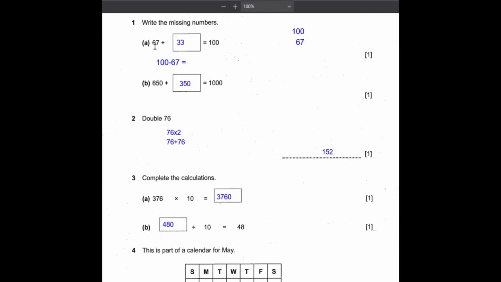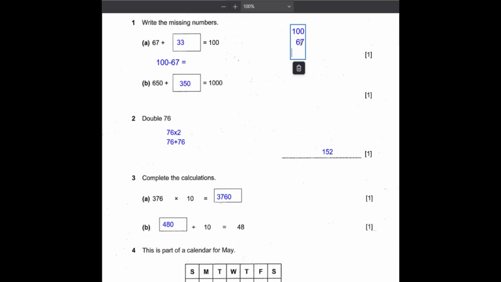You've got 67 plus a missing number is equal to 100. Remember, because it is paper one, we do it without a scientific calculator, so we need to understand how we solve such types of questions without using a scientific calculator. You can use mental math to help you. Like I said, 67 plus 3 gives me 70, and then 70 plus 30 gives me 100. So 3 and 30 is going to give you 33.